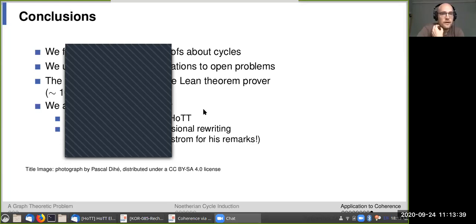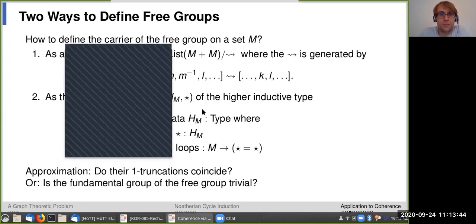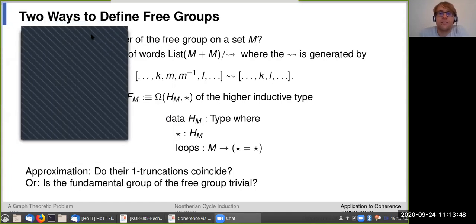Okay. But the problem is still showing that the higher inductive type, which we call FM here, has any sort of truncation, so it's truncated on any level. So as soon as it is truncated, then it's a one type. No. But as far as I know, there's not been any progress to show that it's truncated on any level. Yes.